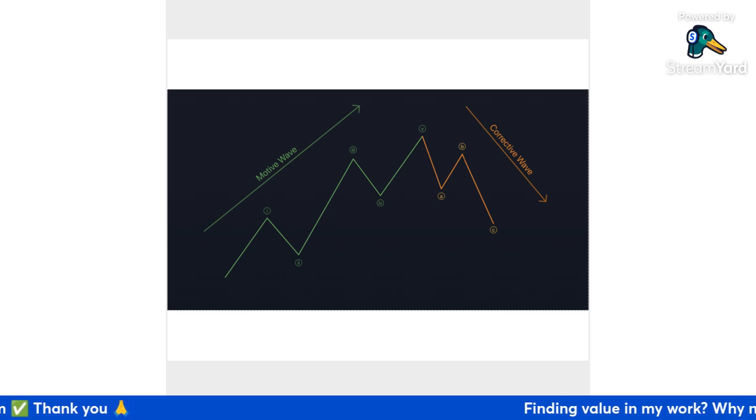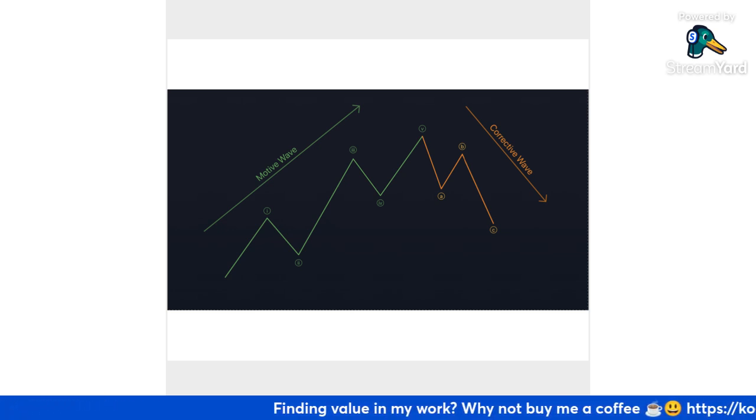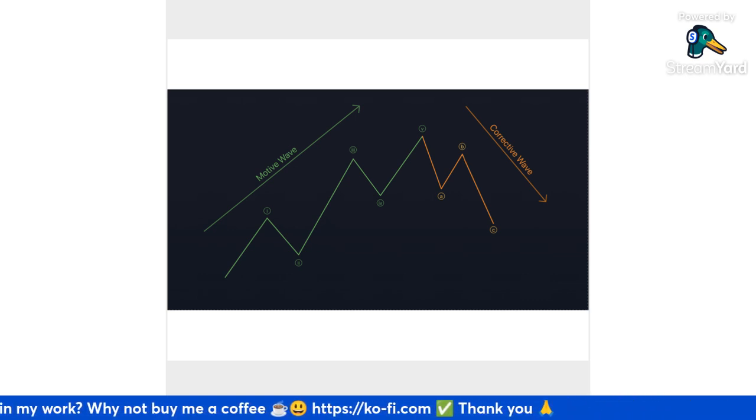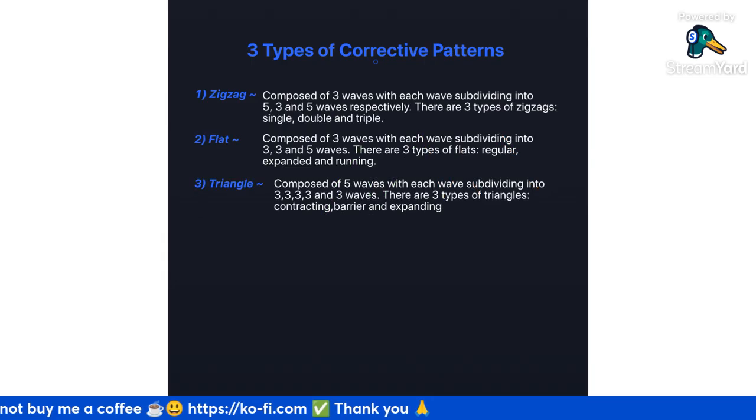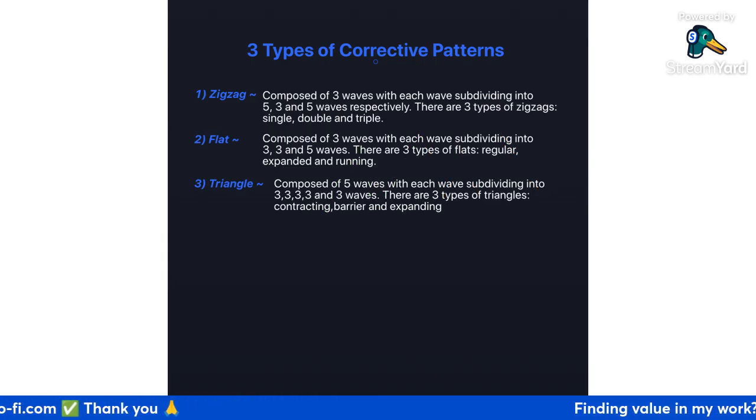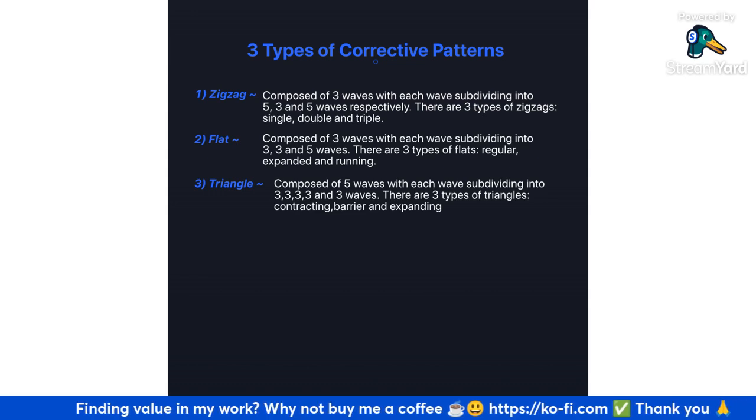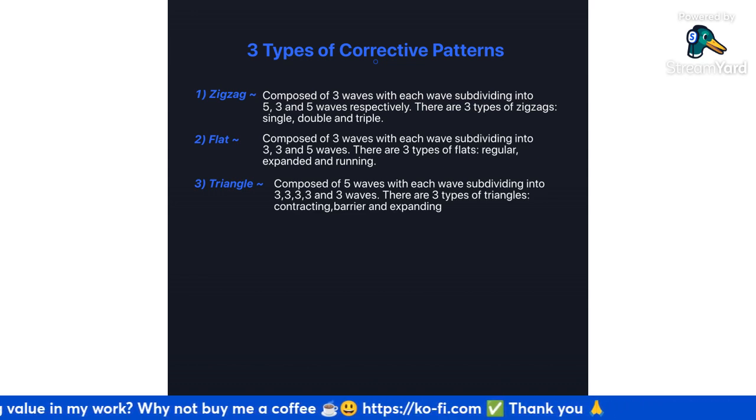So in a zigzag, it's going to be 5 down, 3 up, and 5 down. For shorthand, we just say 5, 3, 5. So in a zigzag, you are going to expect to see the pattern play out as a 5, 3, 5. In a flat, the A wave is going to be composed of 3 waves. The B wave will still be 3 waves, and the C wave will still be 5 waves.